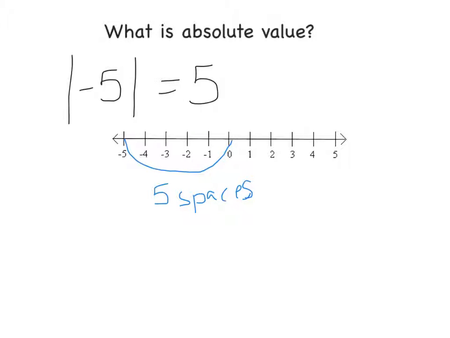Well, let's look at -5's opposite. So the opposite of -5 is 5. So if we take the absolute value of 5, we see that it is also 5 spaces away. So its answer is also 5.